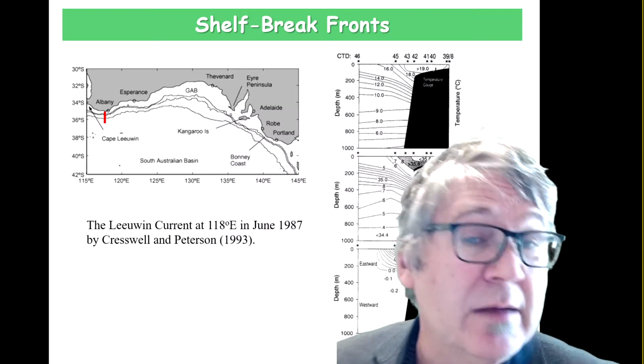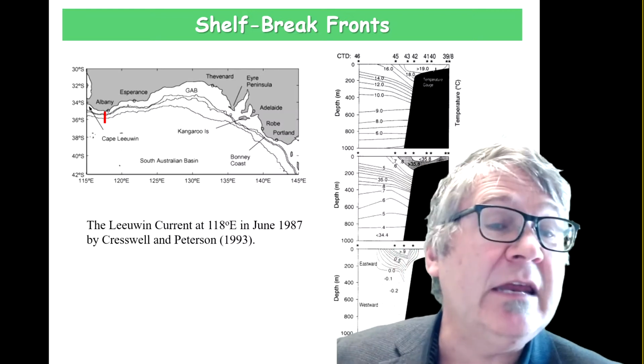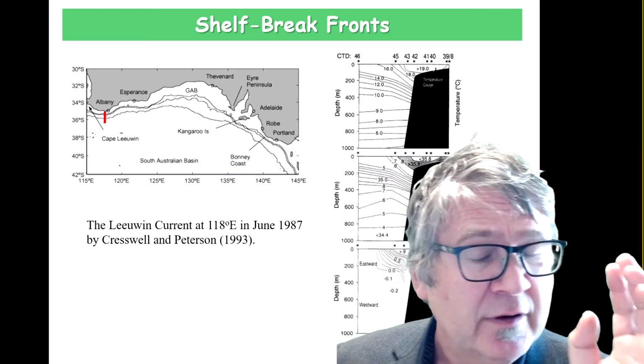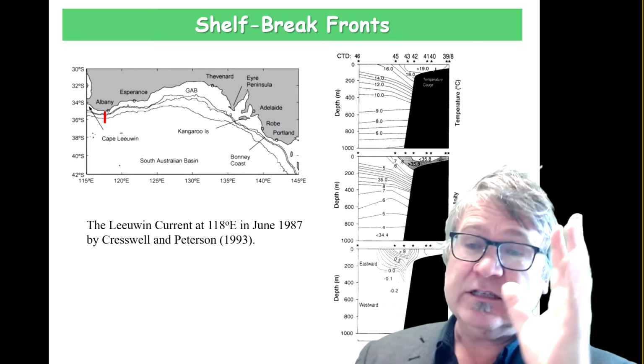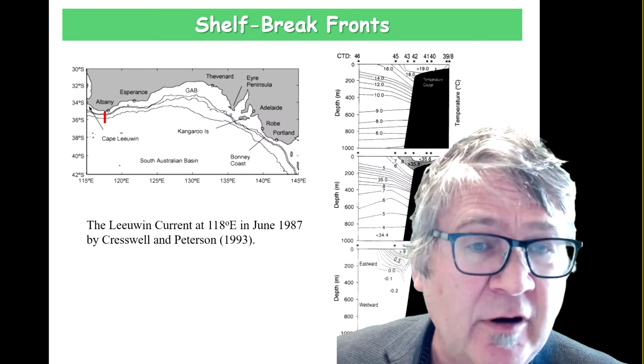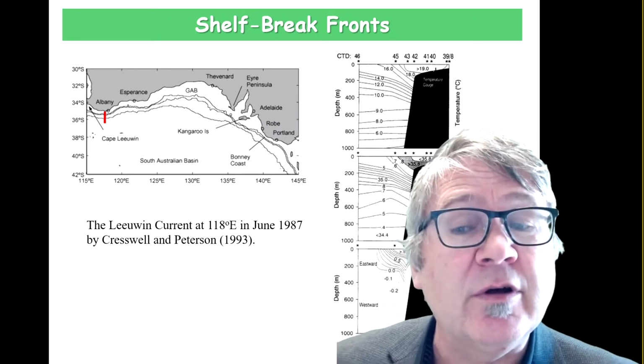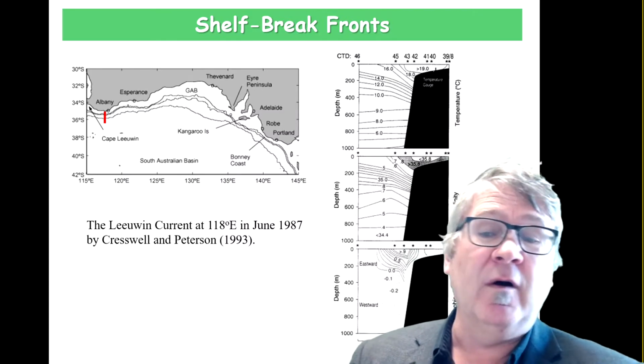All right, I'll show you one example of a shelf break front. So many western boundary currents run along the shelf break. Okay, here's another example of a boundary current. It's the Leeuwin Current coming around the corner.